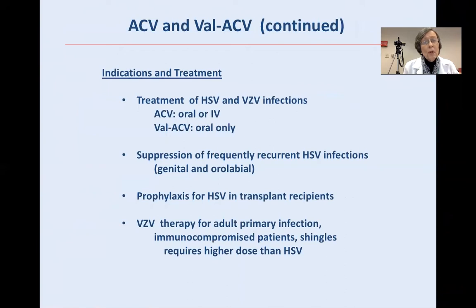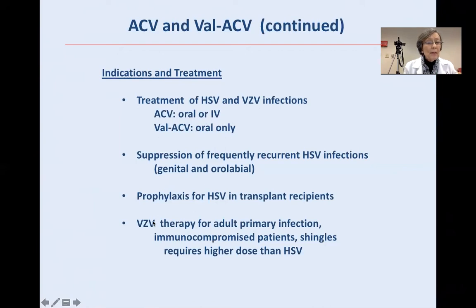Now, as far as treatment goes, we're using acyclovir and valacyclovir for HSV and VZV infections. And we have an oral and an IV formulation of acyclovir, and then valacyclovir, which is oral only, but as we know, has a much better bioavailability than regular oral acyclovir. And they can be used to suppress frequently recurrent HSV infections, which can be both genital and oral labial. We can use it in prophylaxis for herpes simplex in transplant recipients.